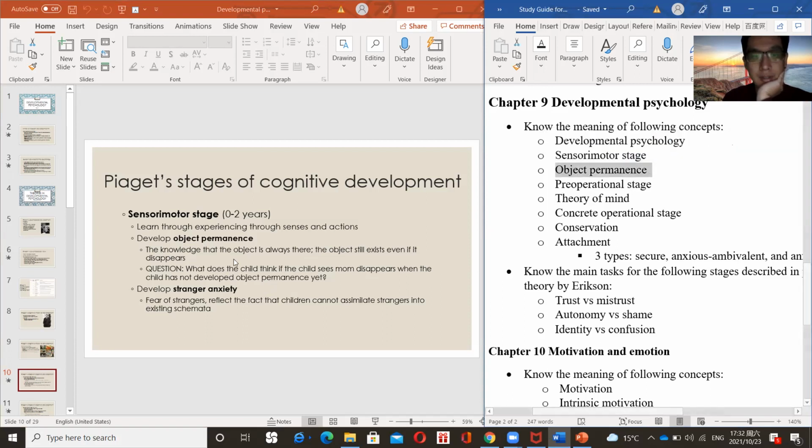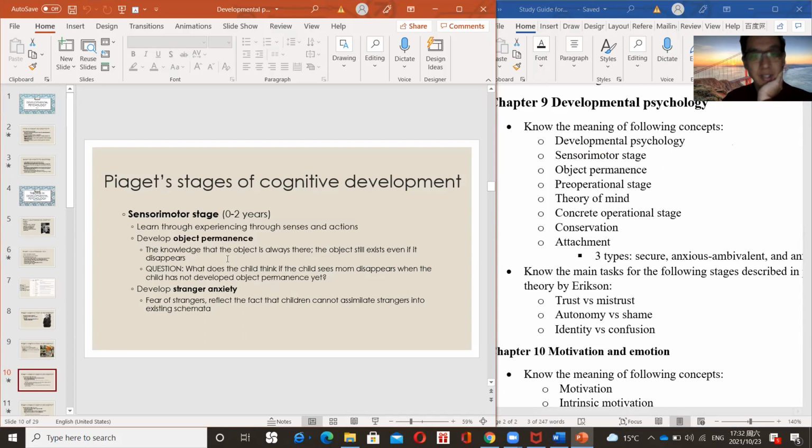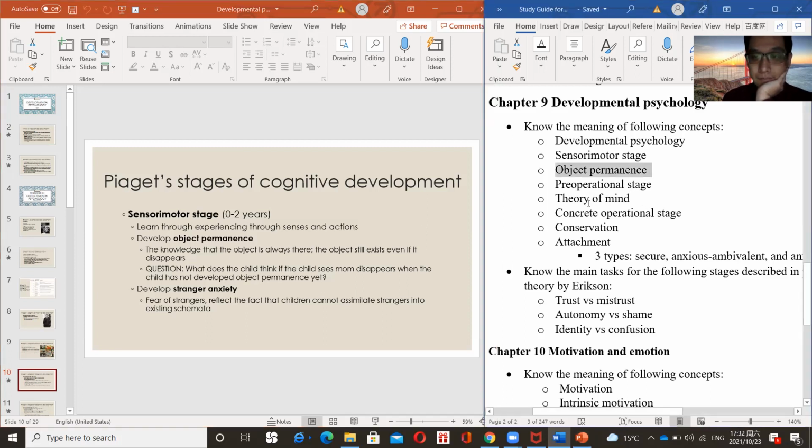Object permanence is the knowledge that the thing is always there. It doesn't just suddenly disappear. If one cannot see some kind of object suddenly, it means that that object is hidden or blocked. It does not mean that that object disappears. It's still there. The person just cannot see it. That is the knowledge that children need to learn in the sensory motor stage.